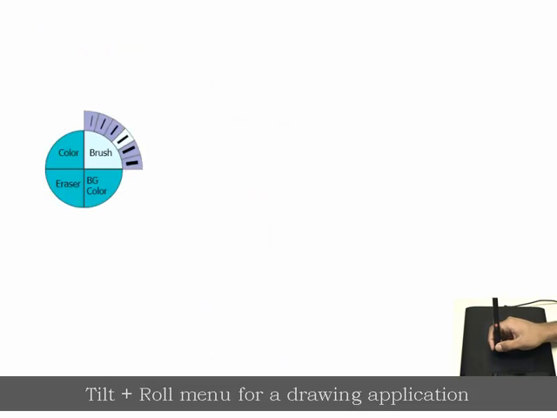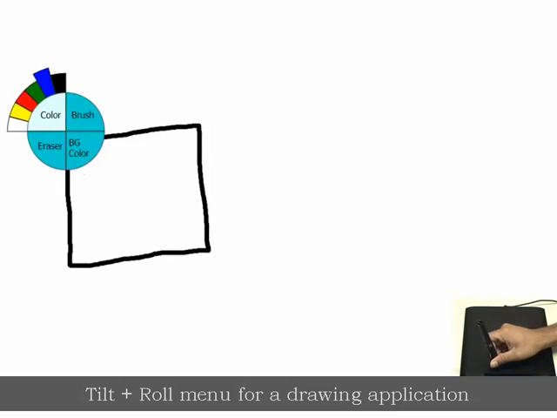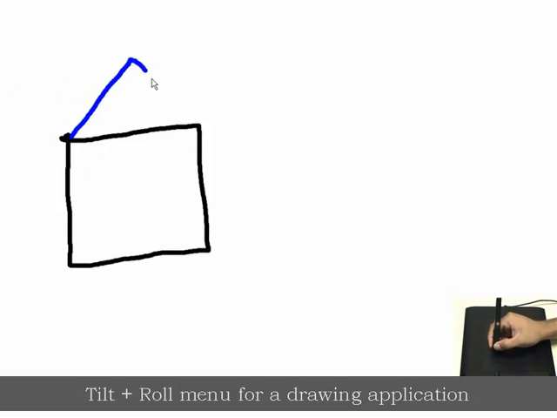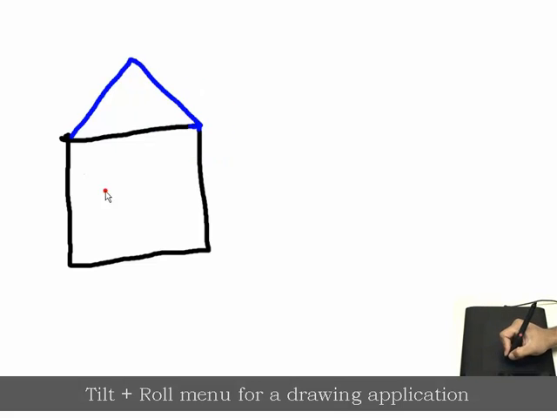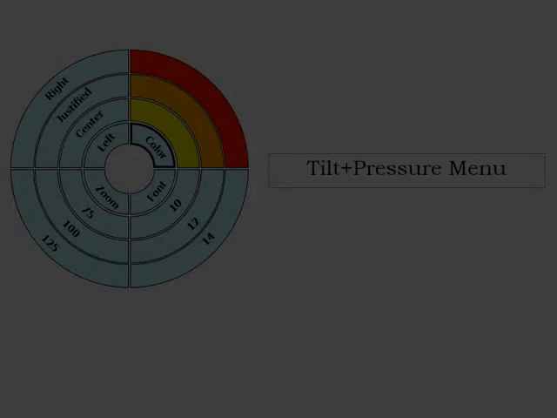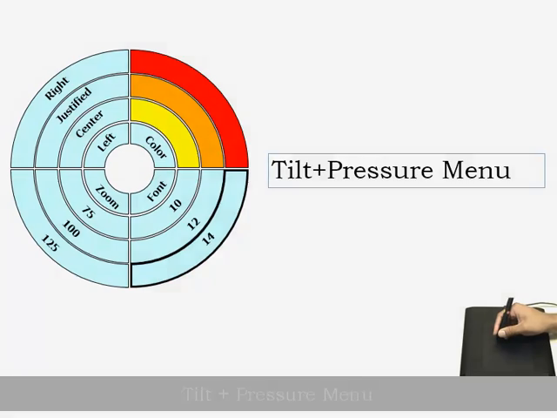Here we show a tilt and roll menu, where users can tilt the pen to select menu items. The submenu item can be selected by using roll, giving users rapid access to a large set of tools without significant pen movement. Similarly, a tilt and pressure menu allows users to trigger items in the second-level submenu through pressure.